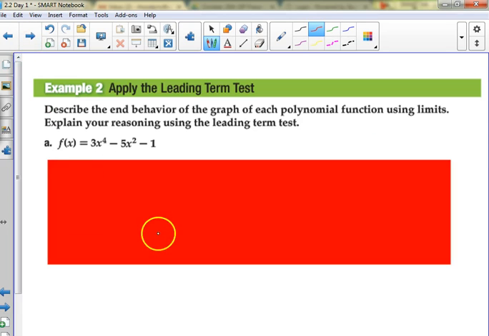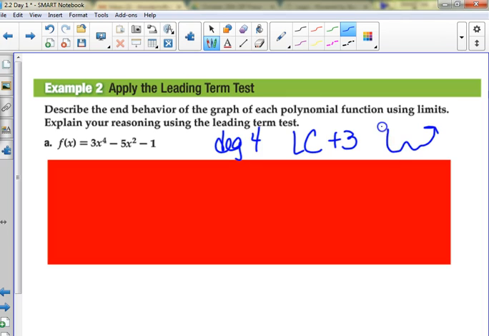So let's decide this one. I don't know if you have this one. Do you have this one? Okay, just look up here. Tell me what you think. What's the degree? Leading coefficient? Positive 3. So it should be both ends up. Whatever it's doing in the middle doesn't matter. Both ends are up. Which would write how?